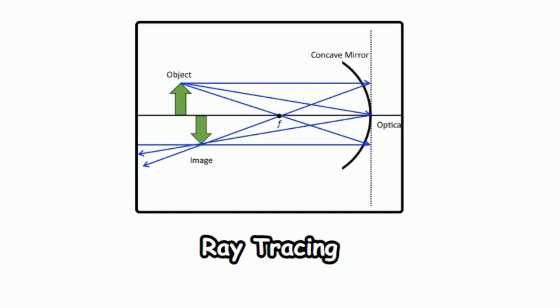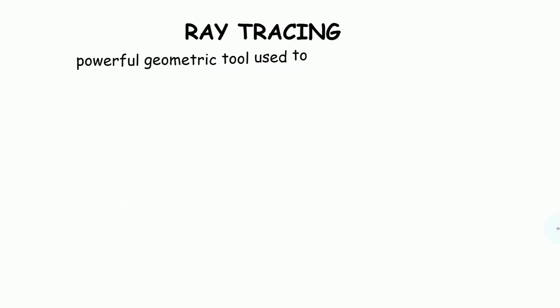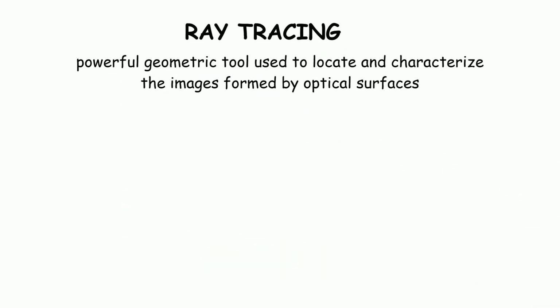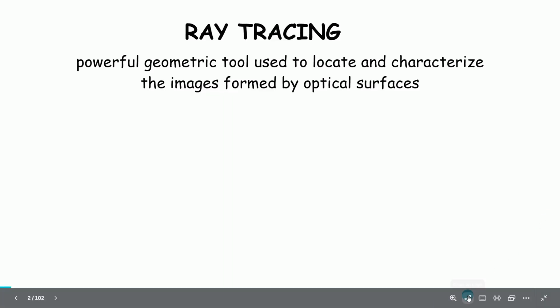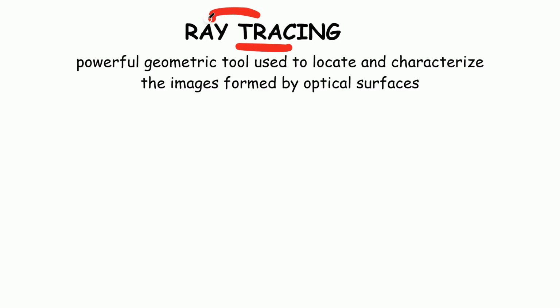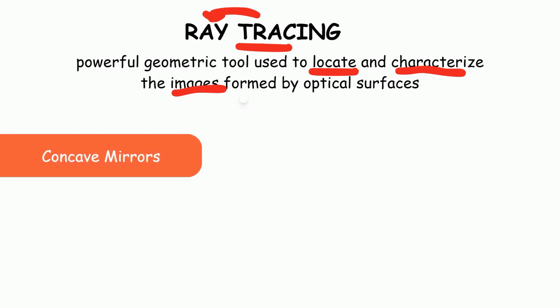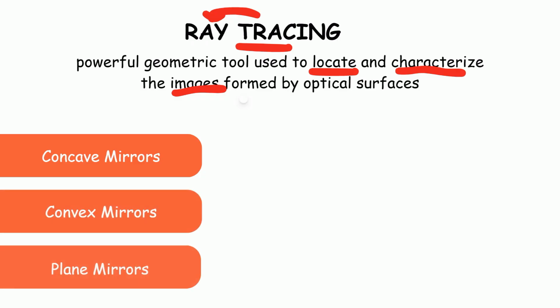Ray tracing. Ray tracing is a powerful geometric tool used to locate and characterize the images formed by optical surfaces. So basically, we'll just have to trace the rays so that we can locate and characterize the images. So, asa man nato magamit ang ray tracing? We can use it on concave mirrors, convex mirrors, and plane mirrors. Basically, sa mga things na mo reflect.